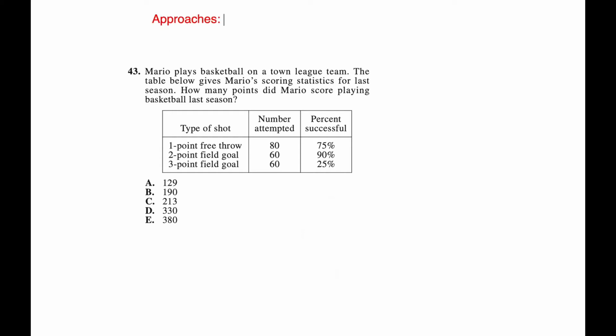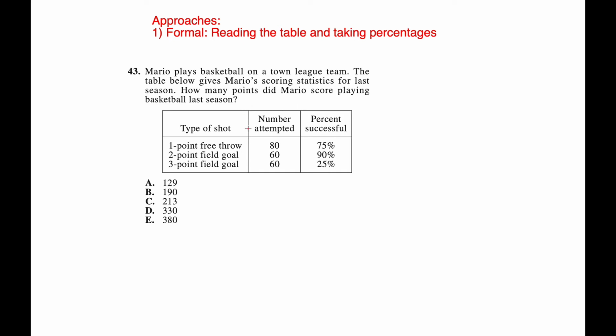So approaches: the first way is going to be a formal way. And that's just going to involve reading the table and taking percentages, basically. So let's go back to what the question was asking us for. Essentially, we're trying to get the total number of points that Mario scored playing last season.